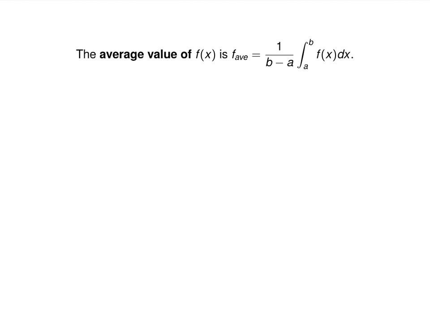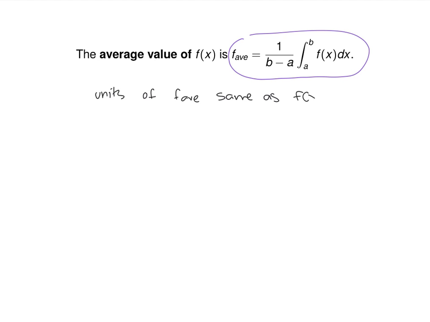So once again, the average value of f of x is given by this formula: 1 over (b minus a) times the integral from a to b of f of x dx. And one thing to note is that the units of f_av are the same as f of x.